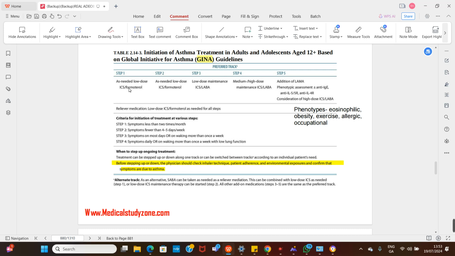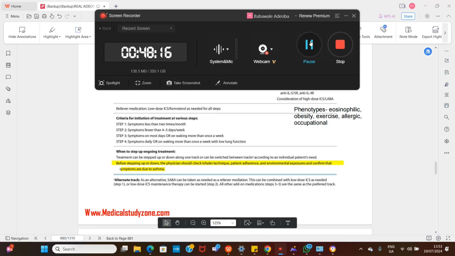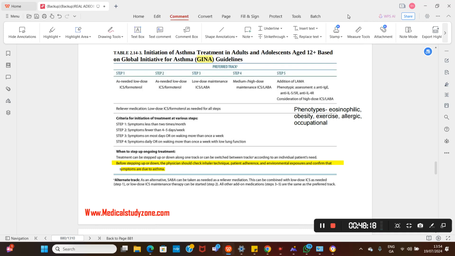Is it clear to us? Yes. So step one and two, just give them ICS and formoterol as they are having the symptoms. For step three, give them the ICS and your LABA every day, and the same for step four.